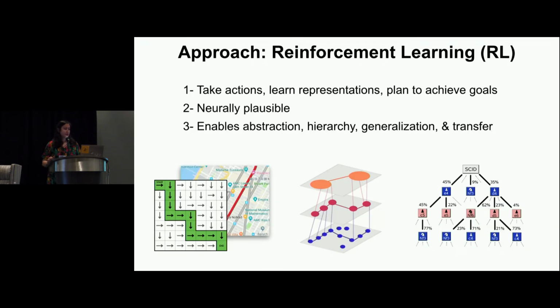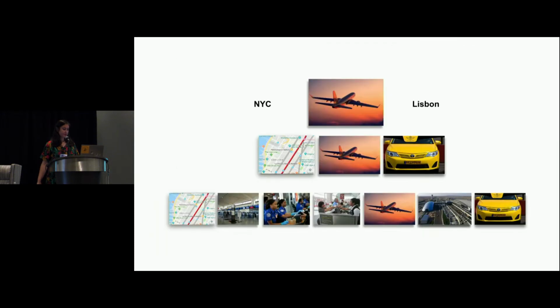All right. The approach, which is reinforcement learning, takes actions, learns representation, some of them, not all of them. There's behaviorist RL as well, and plans to achieve goals. It's neurally plausible, as we will hopefully see in the very short time that I have left. It enables abstraction, hierarchy, generalization, and transfer in different ways. And it can capture very simple ways.